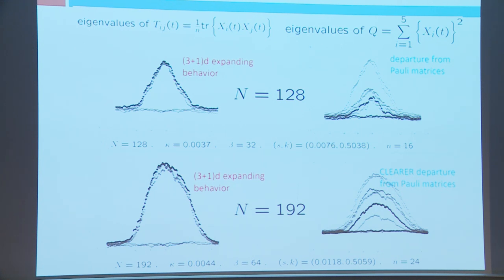Yes, SO(3). Yes. So now we conjecture, we expect from this result that we obtain the completely smooth space-time structure in the large n limit.